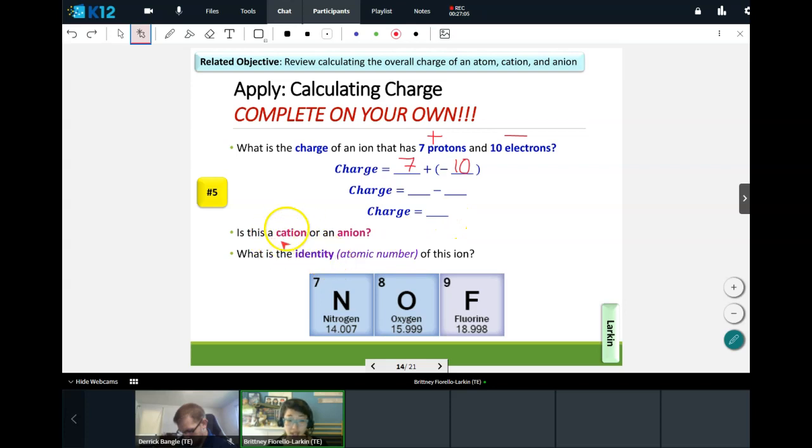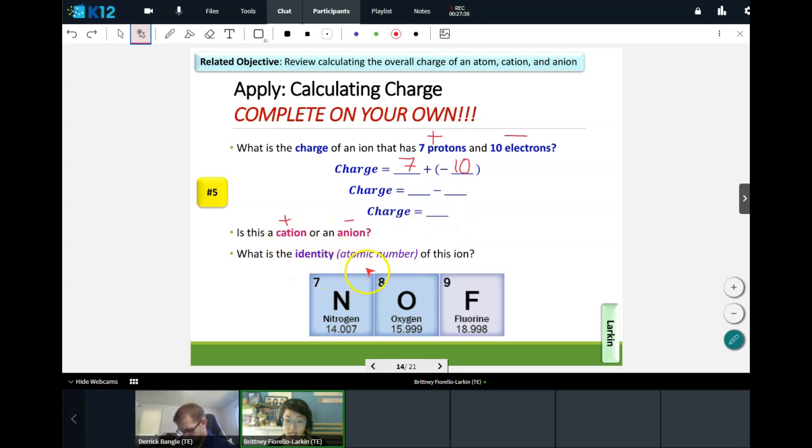Again, reminder, cations, are those the positive or the negative ions? Think about cats. Cats are positive. Yes, they're positive. So this one's the positive type of ion. Anions are the negative type of ion. So depending on what your charge is, if your charge is positive, then you're a cation. If your charge is negative, then you're an anion. So make sure that makes sense, that whatever answer you get here for charge will tell you if you're a cation or an anion.